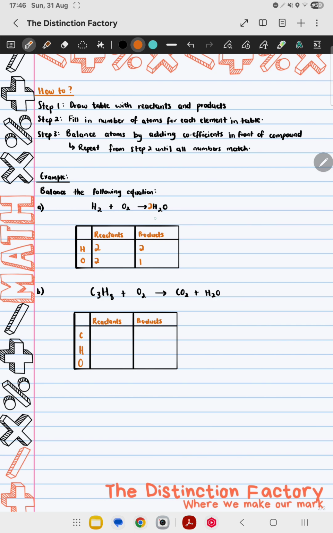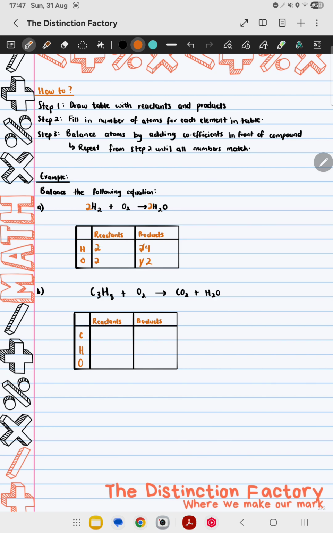So we're doing step 2 again. So now for my H's, I've got the coefficient of 2 times the subscript, and that gives me a total of 4 hydrogen atoms. And then for oxygen, we've got this coefficient of 2 times the invisible 1, which gives me 2 oxygens. So now the oxygens are sorted, but the hydrogens have become unbalanced. So we need to sort this out by going to the reactant side. And I need to get it to become 4. So if I times it by 2, then we'll get 4 as our answer. So I'll take that 2 and put it as the coefficient of wherever I see H in a compound.